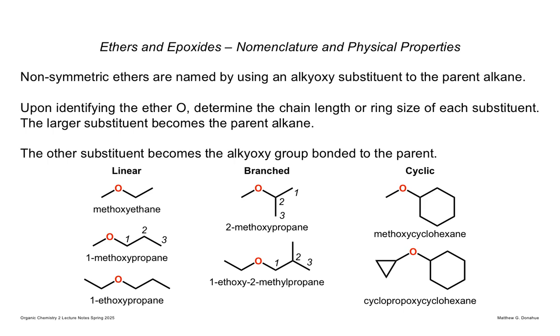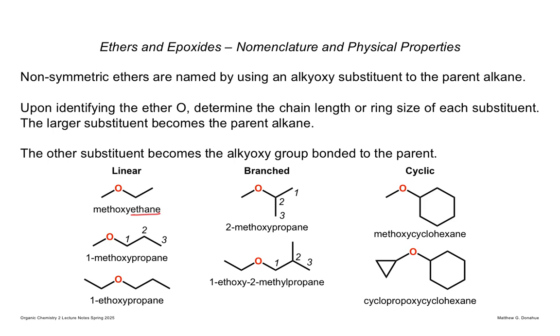So non-symmetric ethers, basically each side chain is different. And so you name them according to the longest chain. So this first one, you have a two carbon chain and a 1 carbon chain. And so the parent gets the longest chain, and then the shortest chain you just add oxy after it, so methoxyethane.